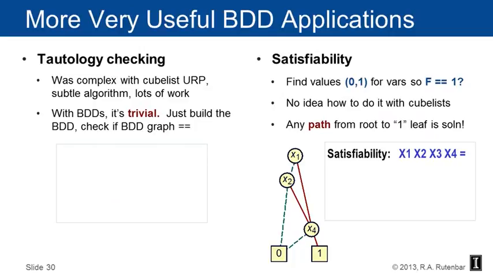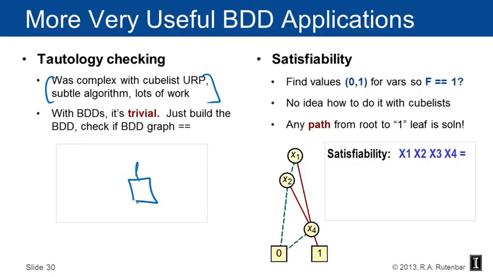More useful BDD applications. Well, you can do tautology checking. We already kind of mentioned this. I spent a whole lecture showing you how to do unate recursive paradigm cube list tautology because it was a really nice warm-up. But you'd never actually do that. Well, mostly you're not going to do that because probably you just build a BDD. Because look, with a BDD, it's trivial.